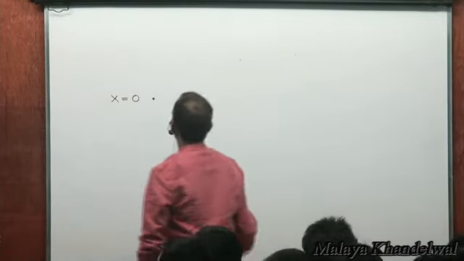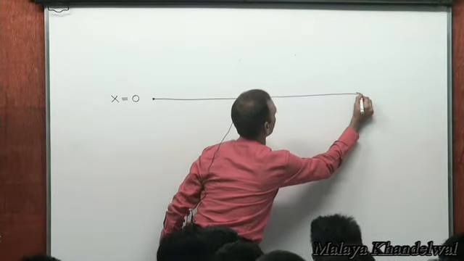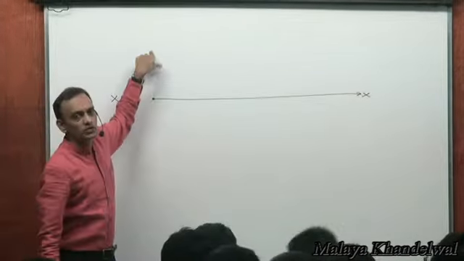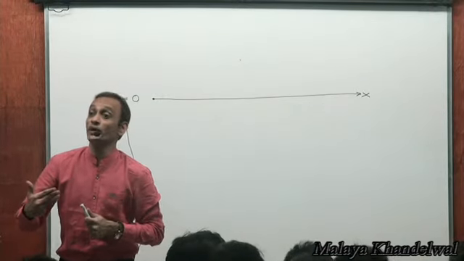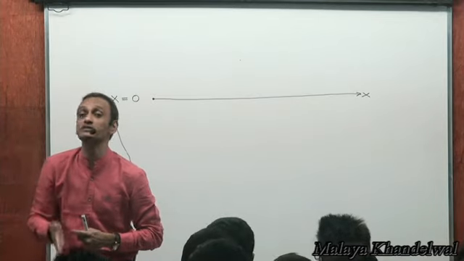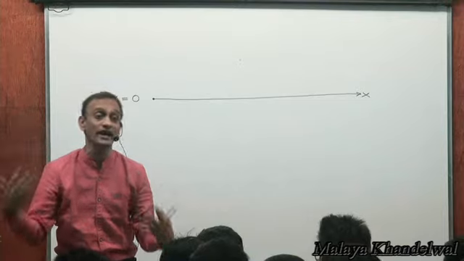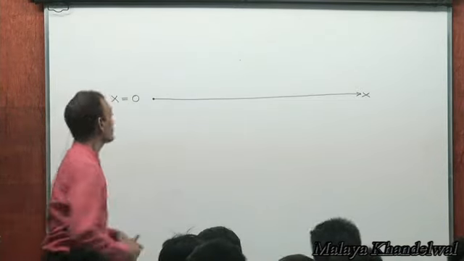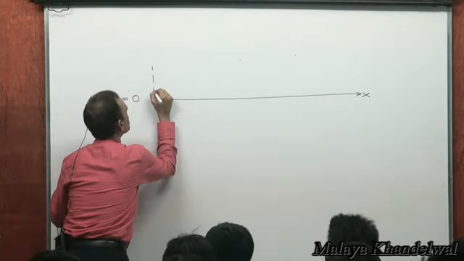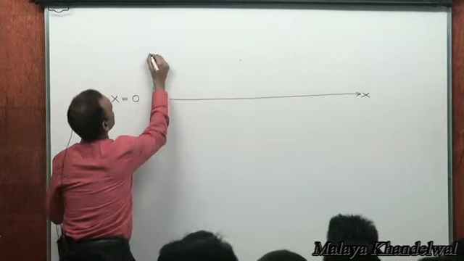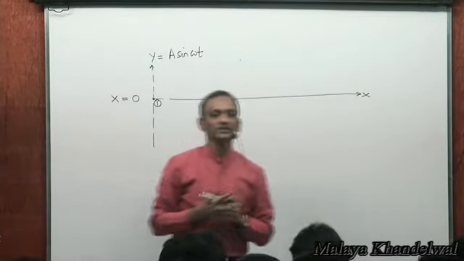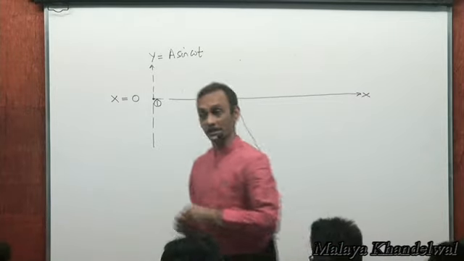And say this was the x direction along the medium, and a disturbance was incited where the particle started to execute simple harmonic motion. In the region where the disturbance was incited, the particle started to execute simple harmonic motion with amplitude A and angular frequency omega. Clear? So the particle at the origin, the particle at x equal to 0, started to execute simple harmonic motion as y equal to A sine omega t. A is the amplitude, omega the angular frequency of oscillation of this particle.